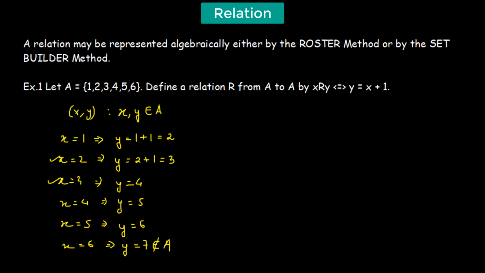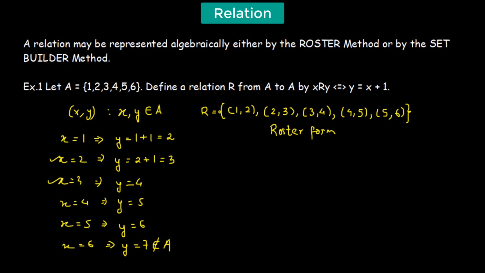Now we can form the ordered pairs for the relation R. Let's list them one by one. When x equals 1, that gives us y equals 2. For x equals 2, y equals 3. For x equals 3, y equals 4. For x equals 4, y equals 5. And finally for x equals 5, we get y equals 6. So this is going to be our roster form.